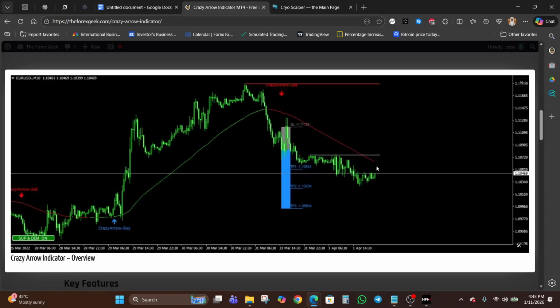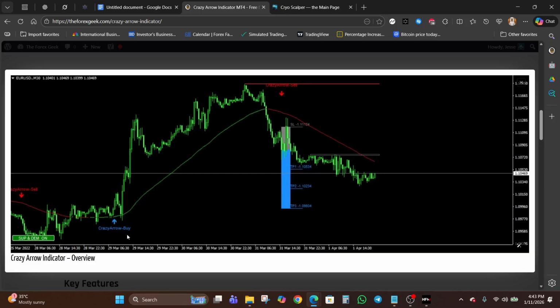Make sure you always get confirmations when you want to enter a buy trade. Make sure there is confirmation, candlestick confirmation, chart patterns confirmation, whatever confirmation you usually use. It is better to have confluence rather than depending on just one signal from one indicator. So basically, if you get a confirmation after the arrow appears, you should consider entering a buy trade.